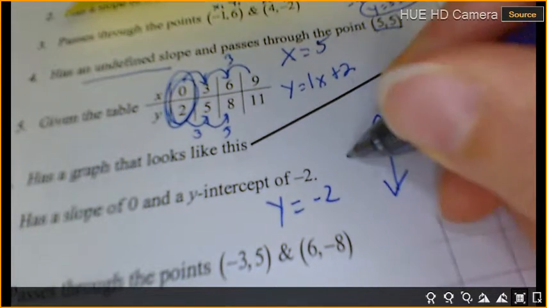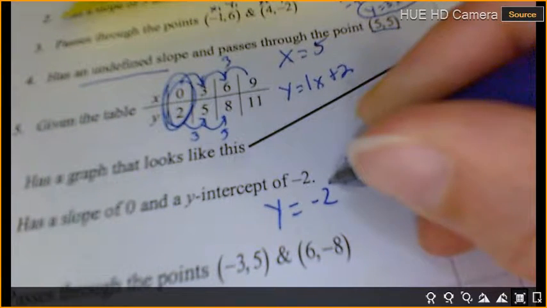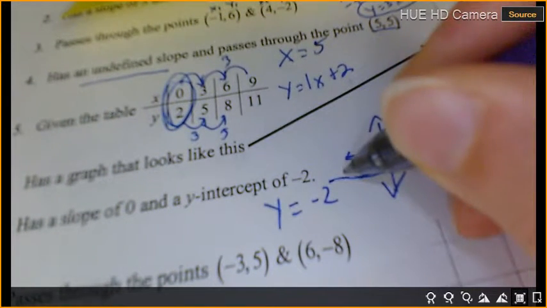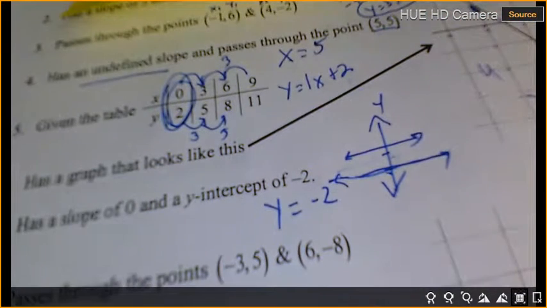I'm drawing a picture this time, Abby. 1, 2. It looks like this. Yeah, so this is the y-axis. See how it touches y? So y equals negative 2. Got it.